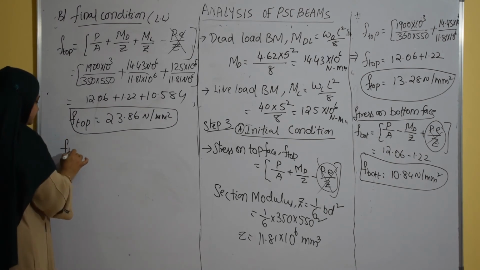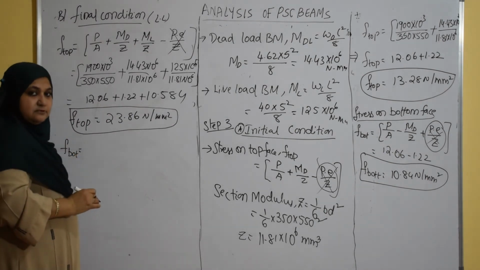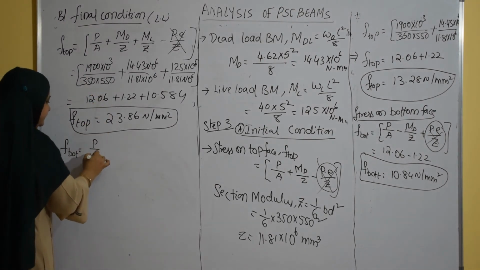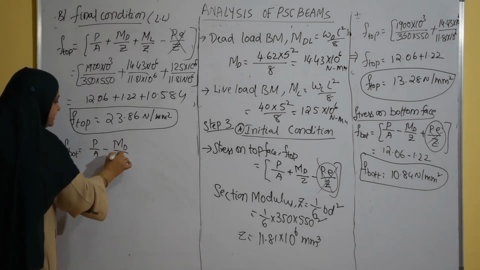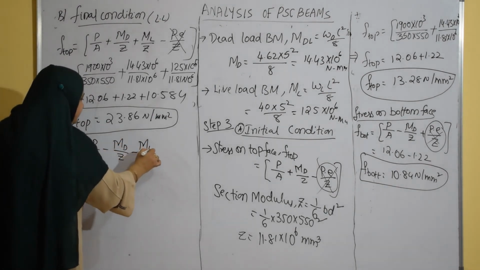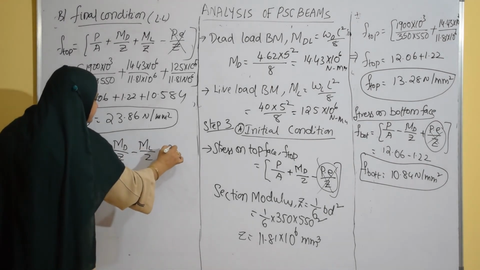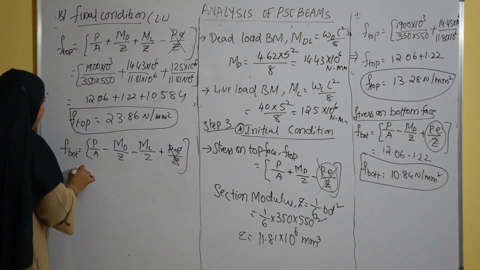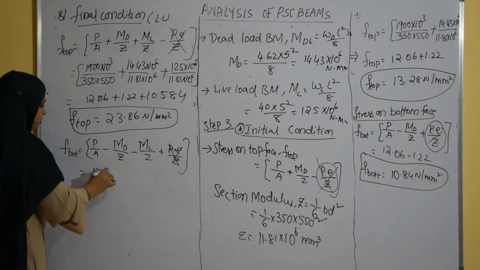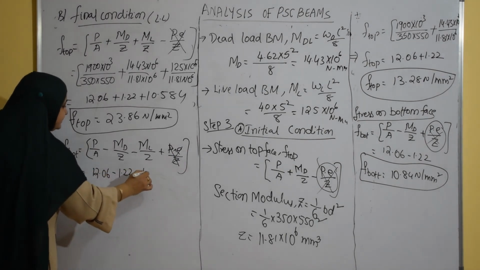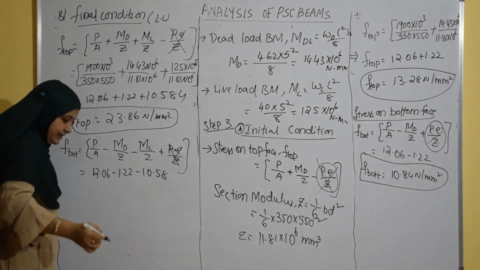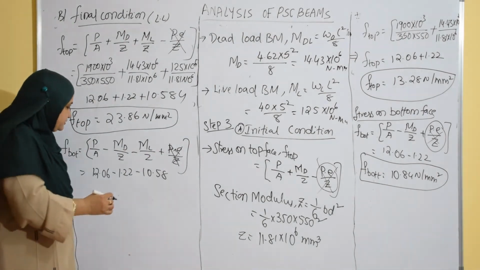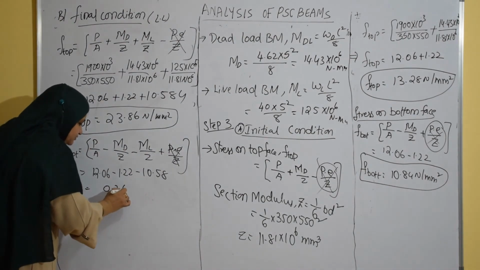Now net stress at the bottom of the section in the final condition is P by A minus dead load bending moment by Z minus live load bending moment by Z. If eccentricity is there, then PE by Z. So this is not there for us. Already we have the value. Simply we'll copy. You can see it is getting reduced. After the live load is applied, the stress at the bottom is getting reduced. It is only 0.26 Newton per mm square.